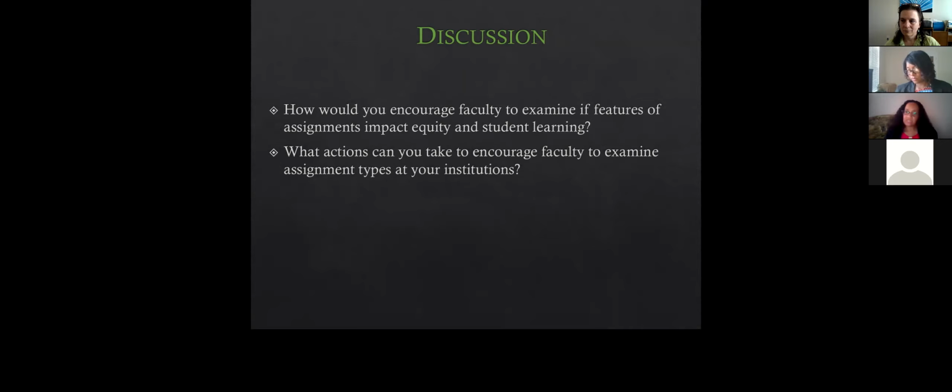I think Becky suggested that showing our faculty the data has been helpful in getting them to consider their teaching strategies and assessment types. Okay, a strong Center for Teaching and Learning.